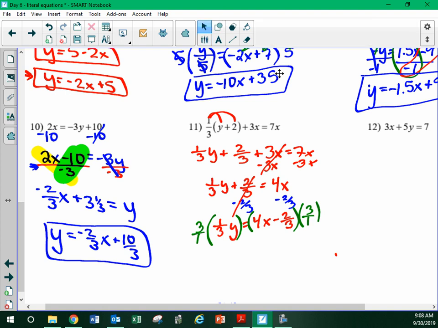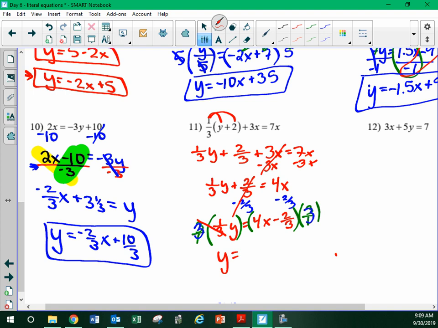Now, what is 3 divided by 1? It's just 3, right? So this is the same thing as just saying we're multiplying by 3. And that's the same thing. Now, if in your calculator you type it as parentheses 3 over 1, that's okay. It'll give me the same answer. That's all that we're saying. So 3 times 1/3 gives me just 1y.